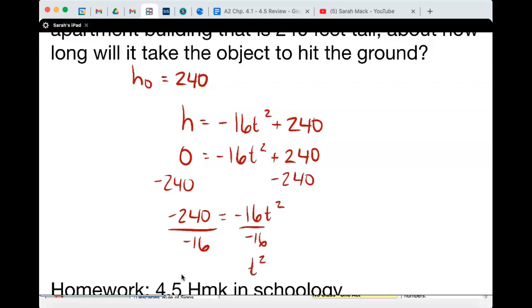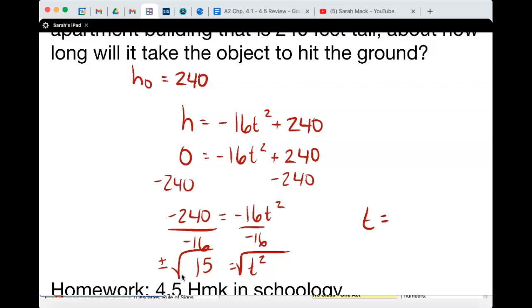Anybody know what that is? Me neither. Maybe 15. That's my guess. 15. Oh, square root of 15. Plus or minus.